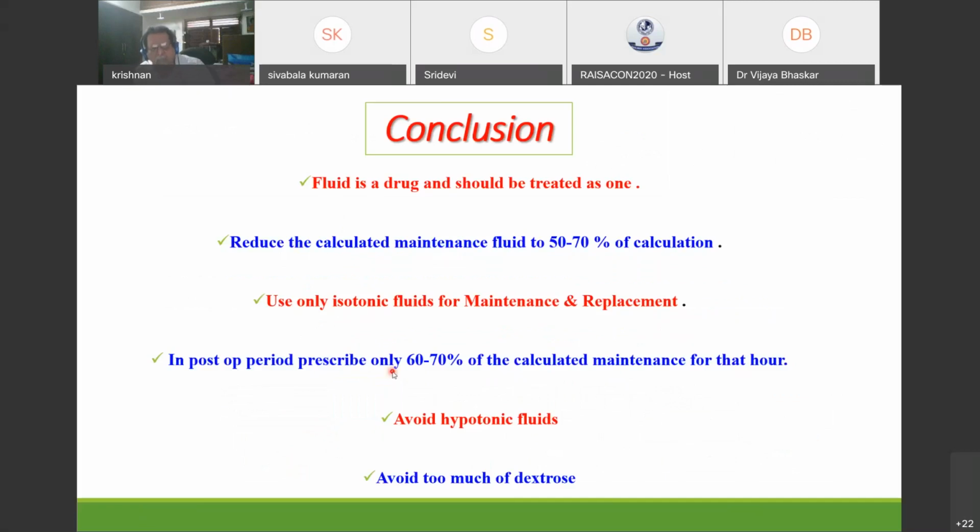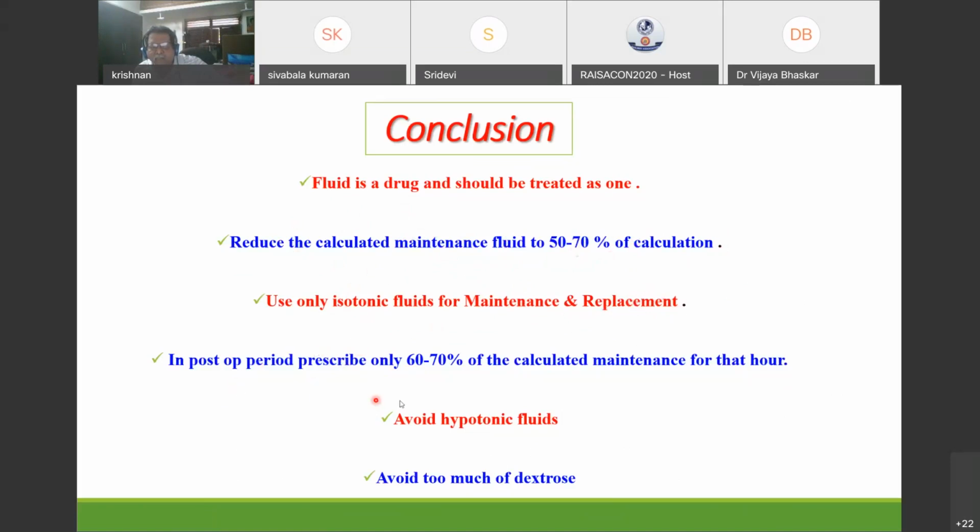So I conclude by saying fluid is a drug. So you should treat it as a drug. It should not be treated as bottle 1, bottle 2, bottle 3. Calculate the maintenance fluid based on the formula and give 70% of the calculation for maintenance. Use only isotonic for both maintenance and replacement.